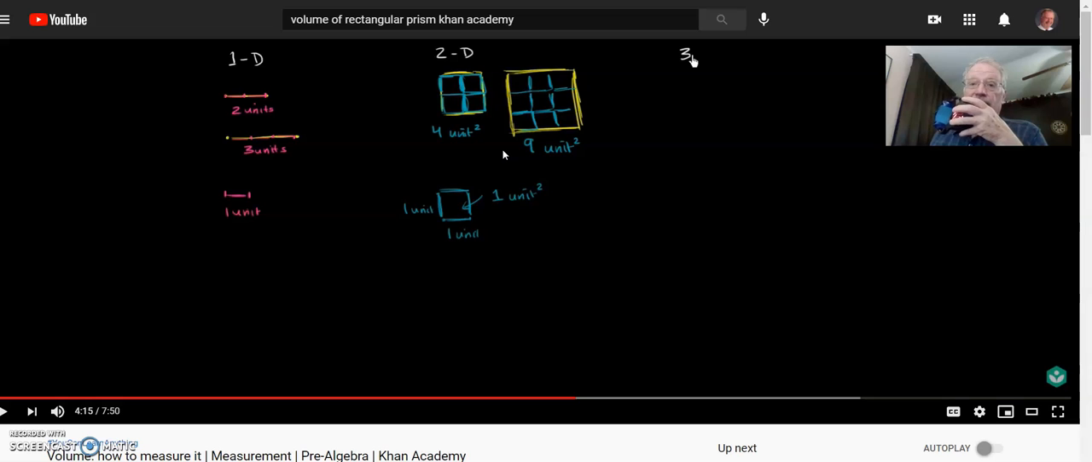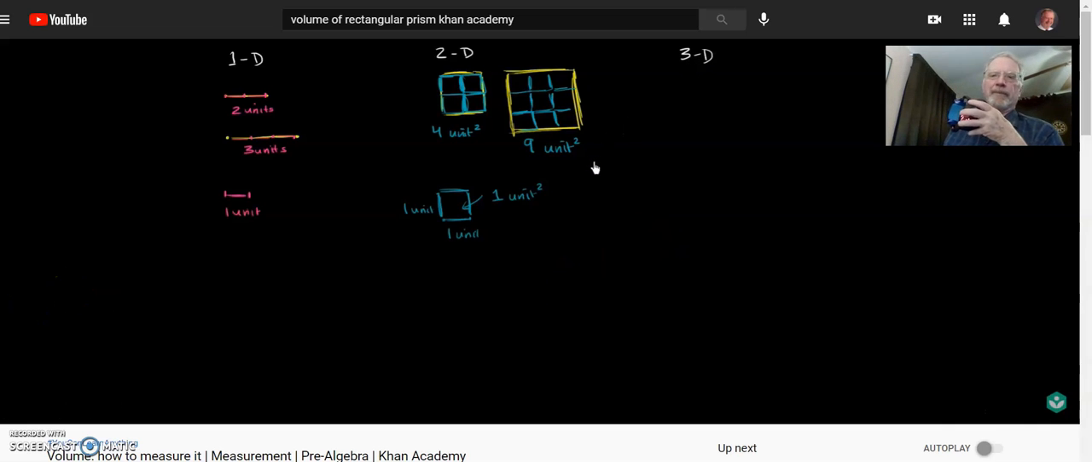Now we're going into some actual things, not just ideas anymore. Again, when people say 3D, they're talking about 3 dimensions. They're talking about the different directions that you can measure things in. Here there's only length. Here there's length and width, or width and height. And here there'll be width and height and depth.